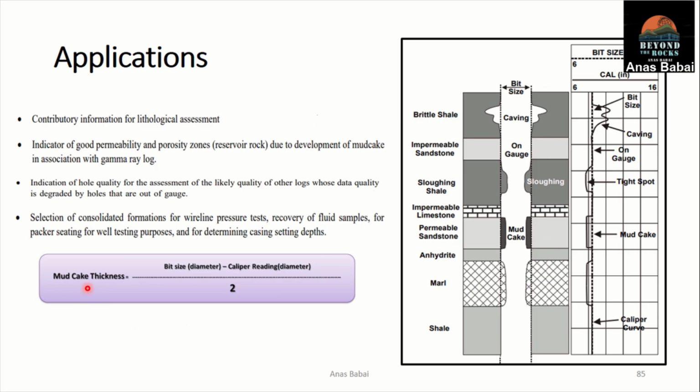So we can calculate the mud cake thickness by the bit size minus caliper reading, divided by 2. It can give us how much is the thickness of the mud cake within the borehole. This is the shale. This is the swelling, a decrease in the borehole diameter and an increase in the volume of shale that can cause this decrease.